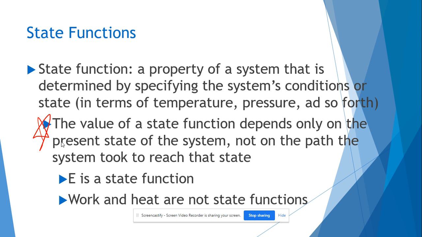The value of a state function, in other words known as the number, depends only on our present state of the system and not the path that the system took to reach that state. E, which stands for energy, that we've been learning about, is a state function. While work and heat, these are not state functions.